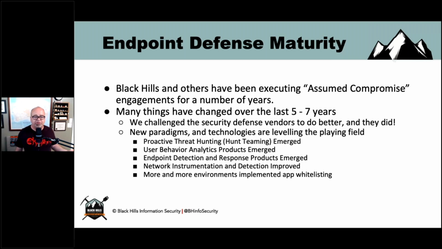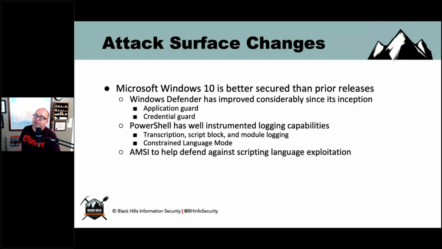Proactive threat hunting and hunt teaming, right? User behavior analytics and the associated cloud technologies required to actually execute the data analysis required. Endpoint detection products have emerged with great accuracy at detecting activities. Network instrumentation and detection has improved radically, and more environments that we are testing today actually are implementing app whitelisting and doing it very effectively. So what does this mean to us? It means to us as testers that we have to step up the game significantly.